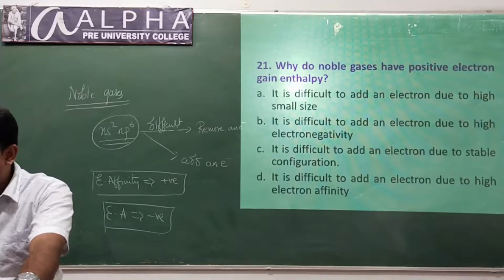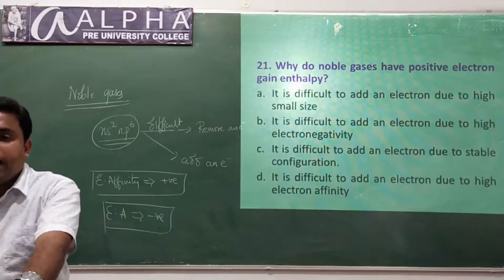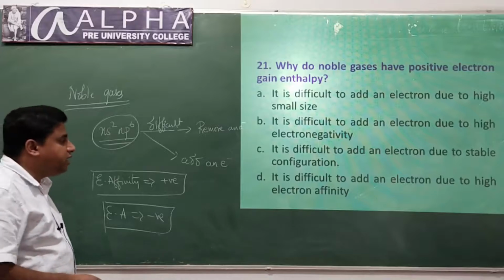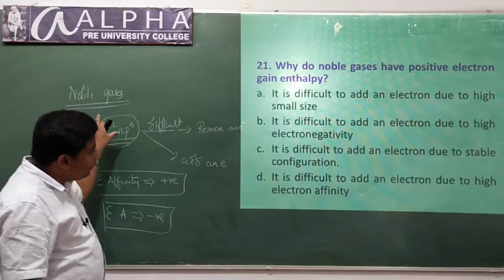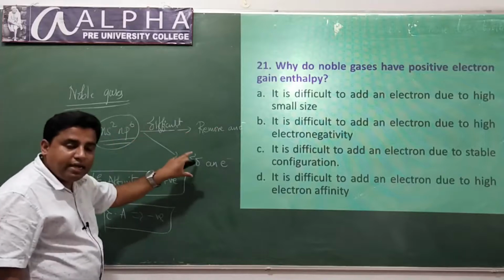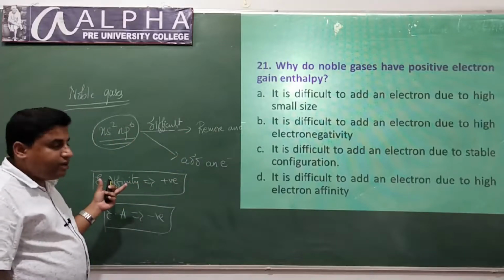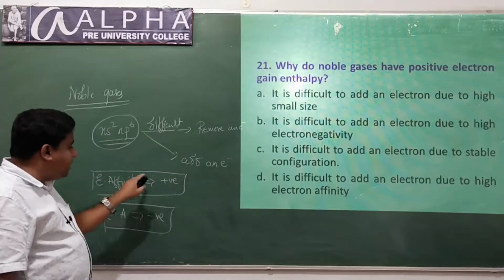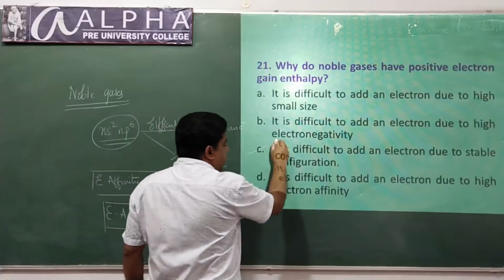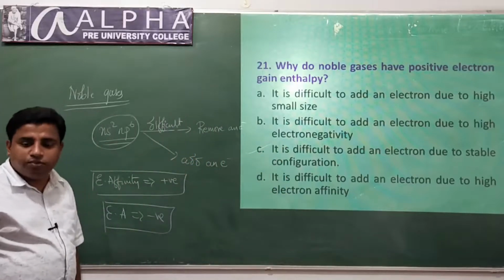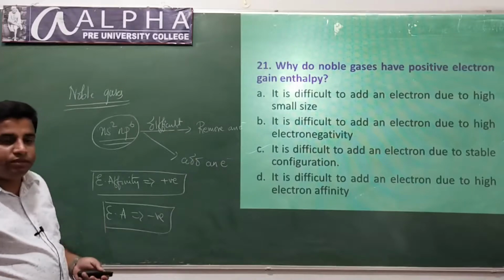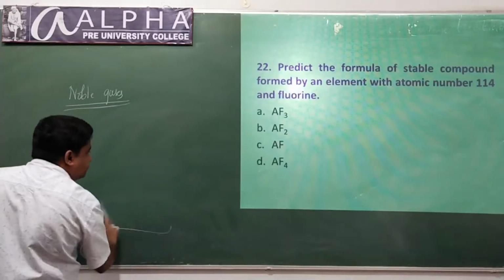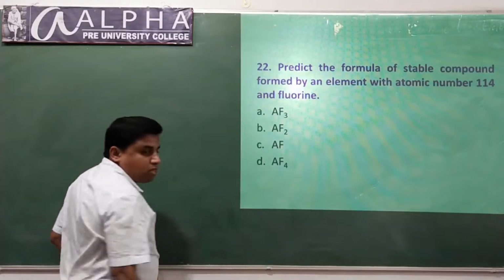It is difficult to add an electron due to stable configuration, ns2 np6. That's the correct answer. From the stable configuration, it is difficult to remove an electron as well as to add an electron. When we are talking about electron affinity, we should talk about adding an electron. Hence, it is difficult to add an electron to a stable configuration. That is why electron affinity is positive. So the correct answer is option C. Understood? Shall we move on to the next question? What is the next question?